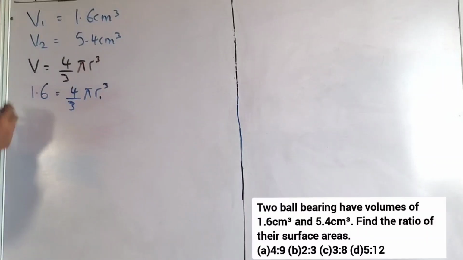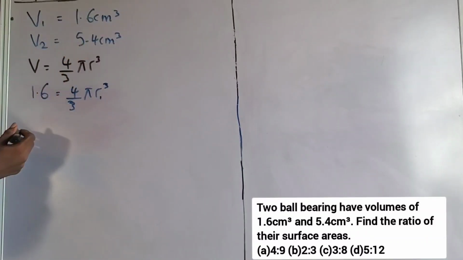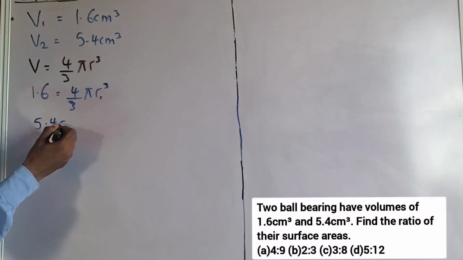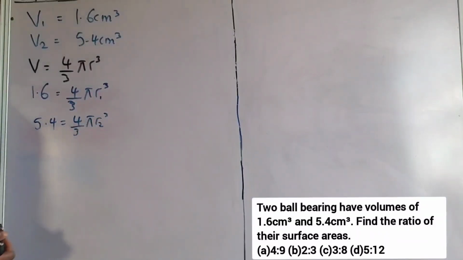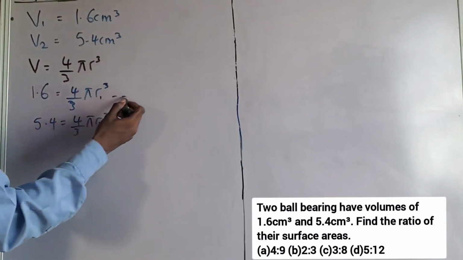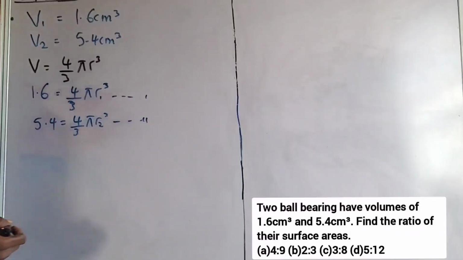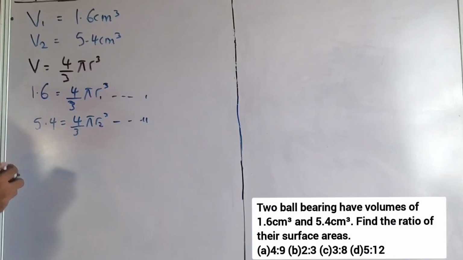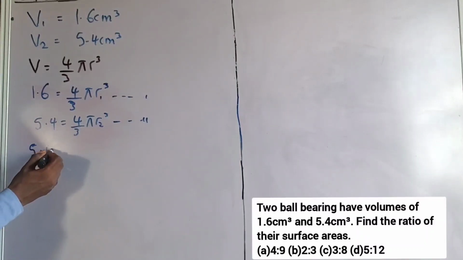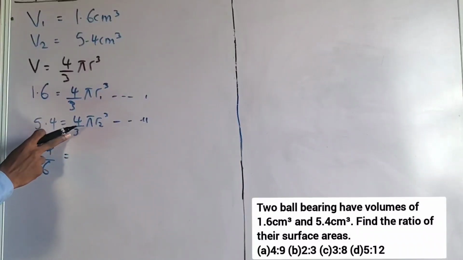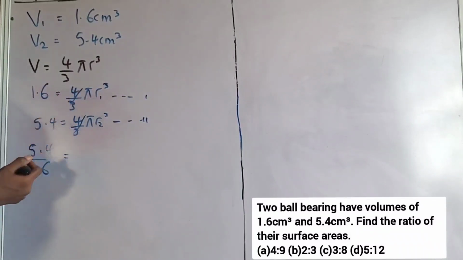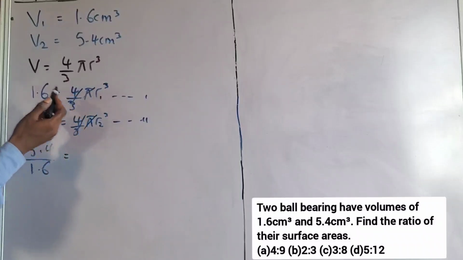Now the second volume is what? 5.4 cm³. So I'm going to have 5.4 equals 4/3 pi r2³. Do you understand? Okay, the next step is to call this equation 1 and this equation 2. So you have to divide equation 2 by equation 1. So I'm going to have 5.4 divided by 1.6 equals, now 4/3 divided by 4/3 will cancel each other, and pi will also cancel.